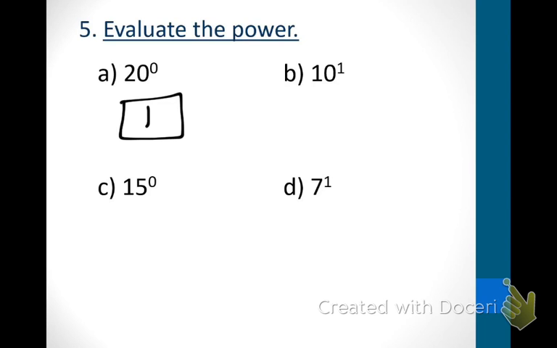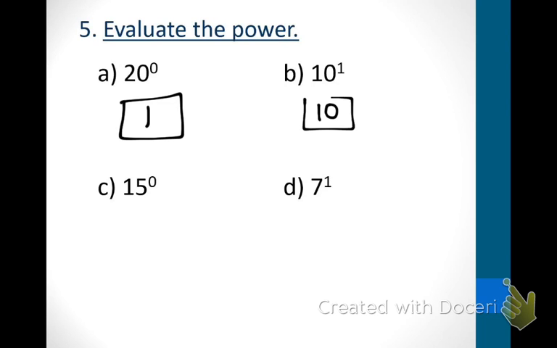I want you guys to look at that button that I showed you on your calculator where you can find the exponents button. Plug in 20 to the 0 power and see if you get a 1. Let's go to the right-hand side, problem B, 10 to the first power. That simply means I have a 10, and I'm going to repeat it one whole time. There it is. What's my answer?